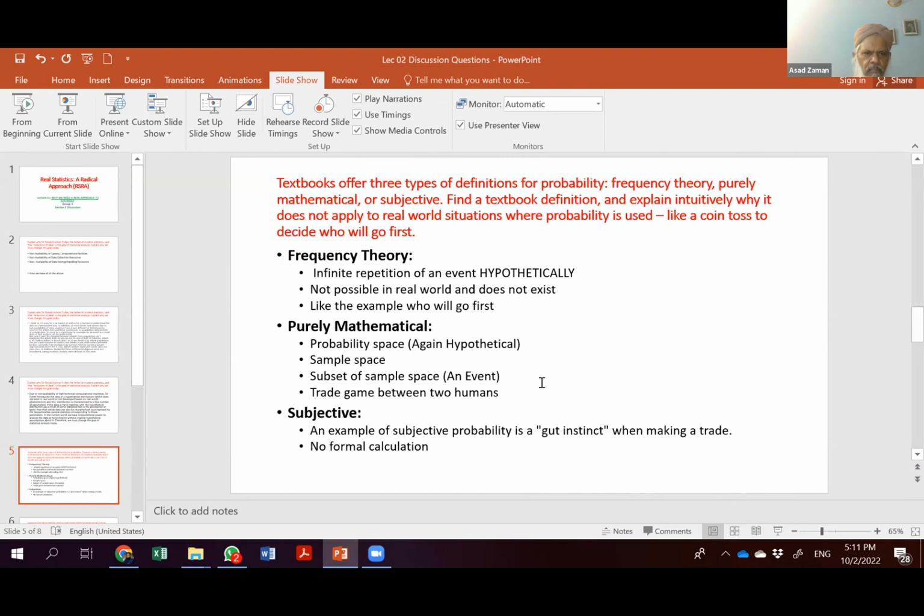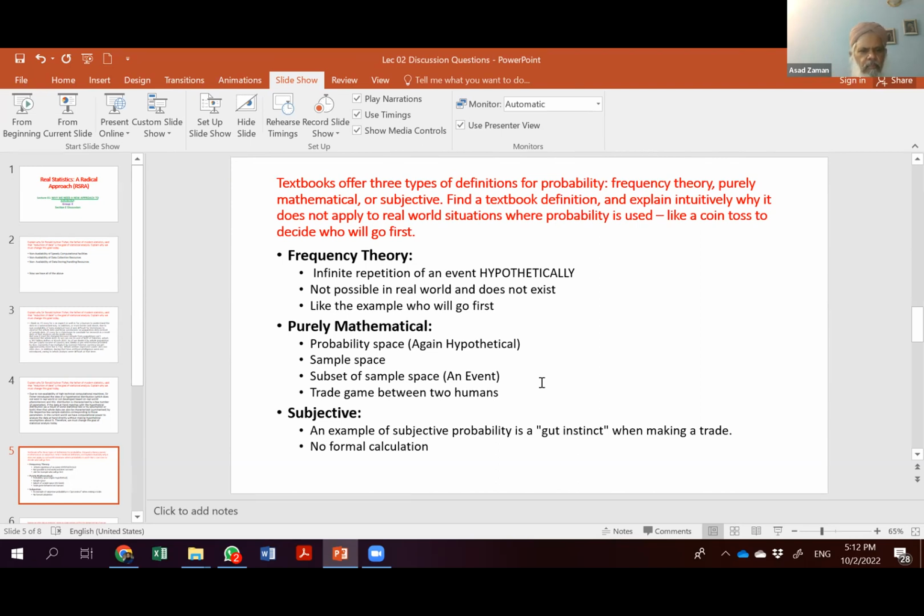So first, coming to the frequency theory, it depends upon infinite repetition of an event, which is also hypothetical. This infinite repetition is not possible in the real world and does not exist. So it is only hypothetical. Like in this example, if we are saying that between the two participants, the coin will decide who will go first, we are actually hypothesizing a space where it is infinitely repeated, and then the coin will decide who will go first.